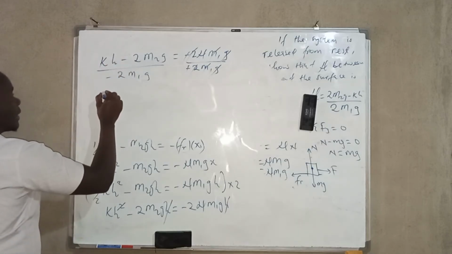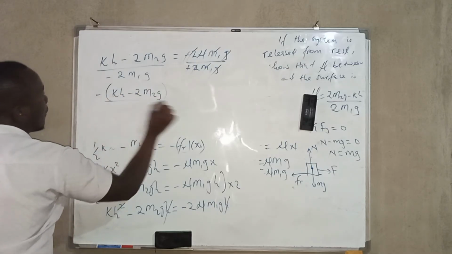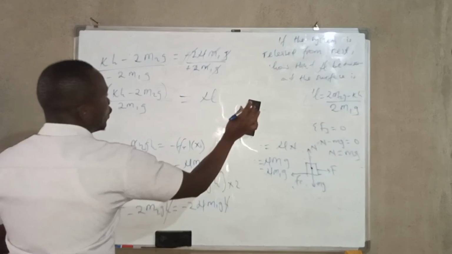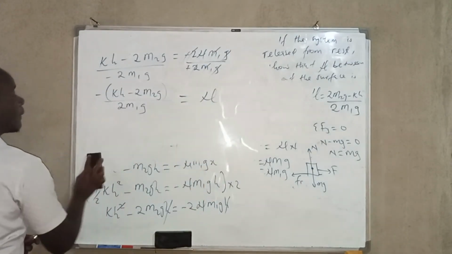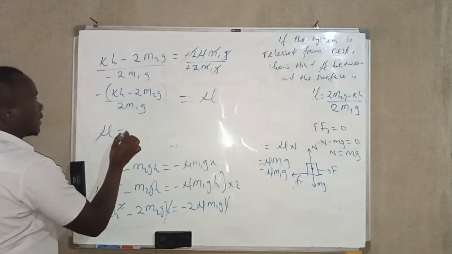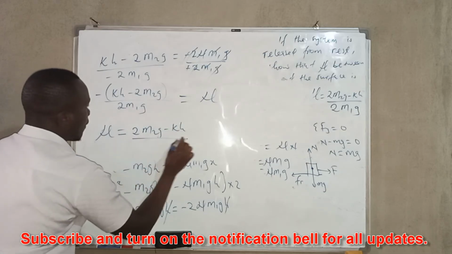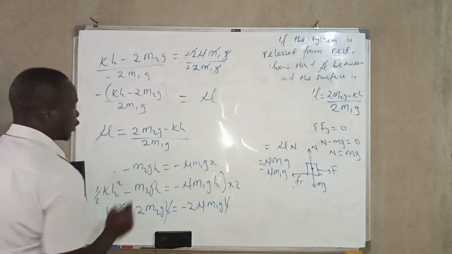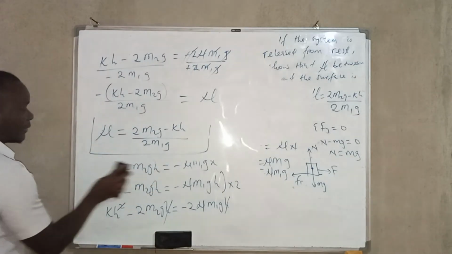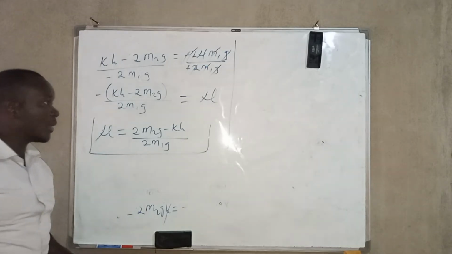So this is the same as writing negative kh minus 2m2g over 2m1g, which is equal to mu. We can distribute the negative, and arranging the equation, we have mu is equal to 2m2g minus kh over 2m1g. So this is the expression for the coefficient of friction between m1 and the surface. If you have the values for these, you can plug them in to find the value of mu.